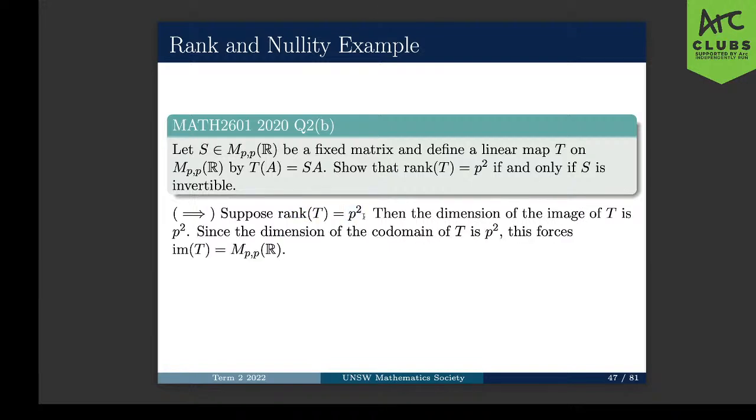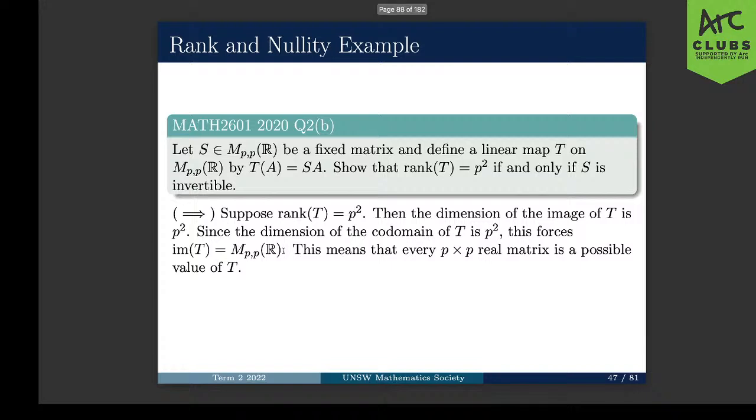But the thing is, the codomain of T is P squared dimensional. If we multiply P by P matrices with each other, then we get P by P matrices. And so this forces the image of T to be the entire space of P by P real matrices. Because remember, the image is a subspace of the codomain, but the codomain is already P squared dimensional and the image is P squared dimensional. So a P squared dimensional subspace of this would be just the space itself. So the image of T is the entire space of P by P matrices.